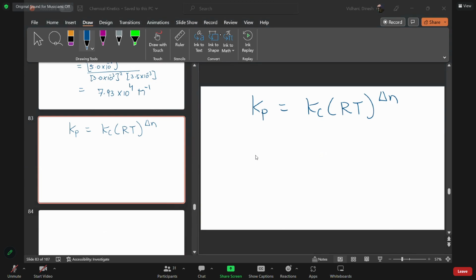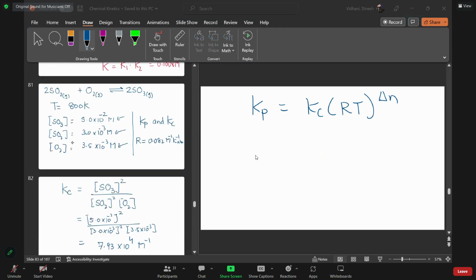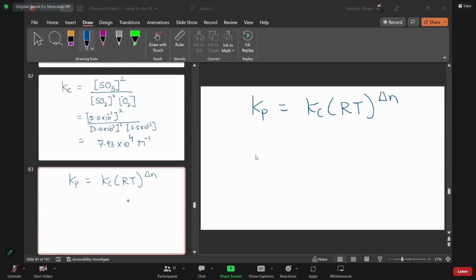Can you check the exponent one more time? -1. The delta n in this case, think about that. In the balanced equation, look at the number of product molecules. So you have 2, and then on the reactant side, you have 3. So 2 minus 3 is -1. So delta n in this case is -1.